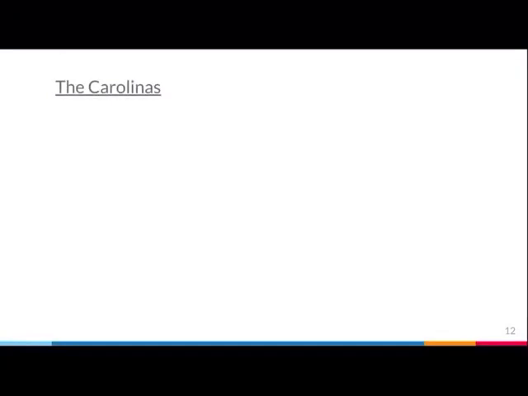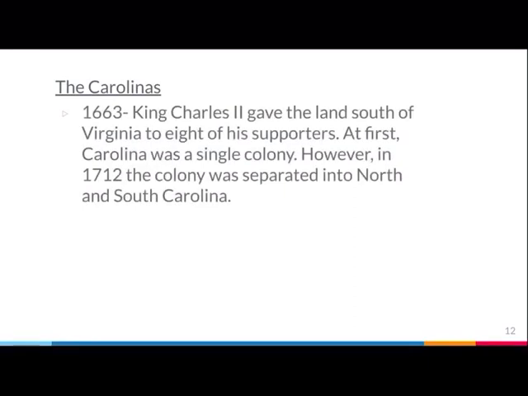Okay, another one we start seeing is the Carolinas. So the Carolinas actually did start off as a single colony. In 1663, King Charles II gave this land south of Virginia to eight of his supporters, right? But in 1712, the colony was separated into North and South Carolina, especially because they both started to grow differently.